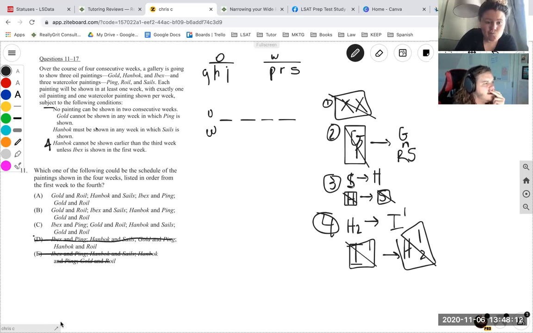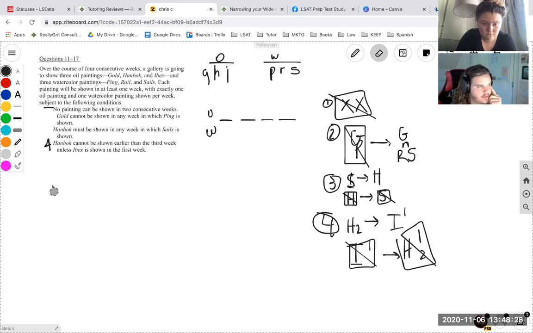Okay. Rule 4. If H is second, I has to be first. A is out. The answer is C. Awesome. Yeah, that kind of translation of rule 4 was extremely helpful.